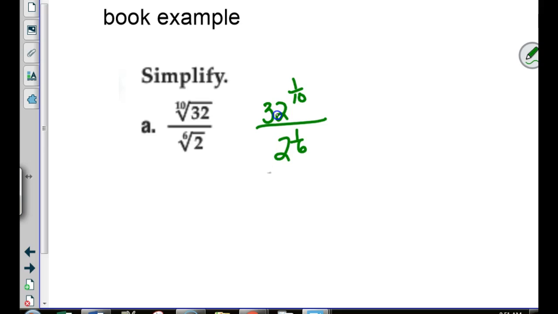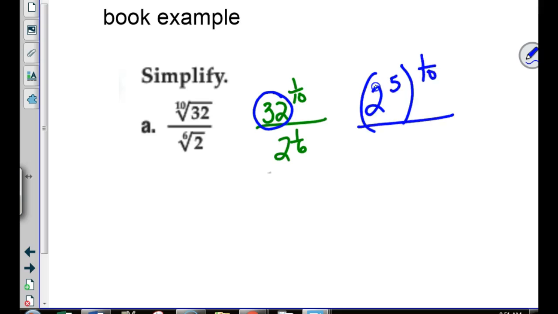This is a gross question. I don't think you have one like this, but this is a power of 2. Does anybody know what power of 2 that is? 2 times 2 is 4, times 2 is 8, times 2 is 16, times 2 is 32. So this is 2 to the 5th. This is looking a whole lot better because now everything's got a base of 2. What can I do to these two up here? Multiply them, so that would be 5/10 or 1/2.